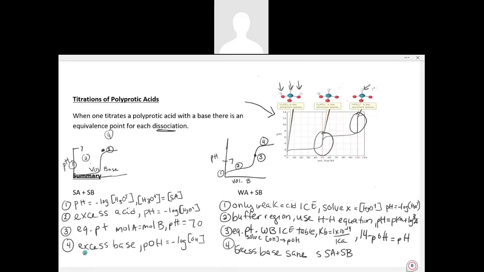If you ever see a titration curve that looks like this, it's at least a diprotic acid, but we're shown here that it was a triprotic.